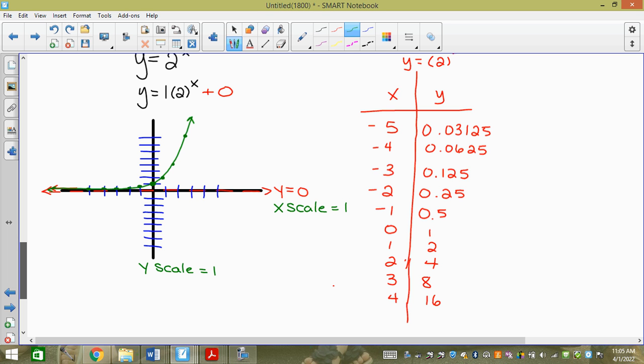What's my domain? X is an element of the reals. I can do a side-by-side comparison here. I'm not going to be able to, but. Or -infinity to infinity. And what's my range?